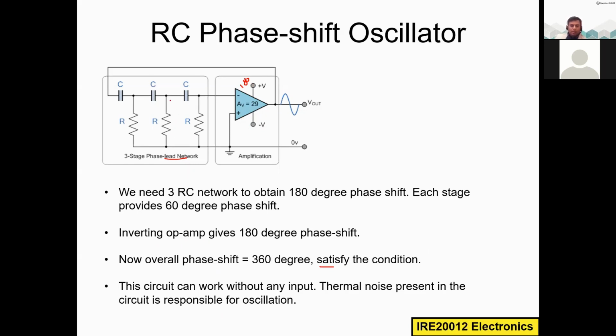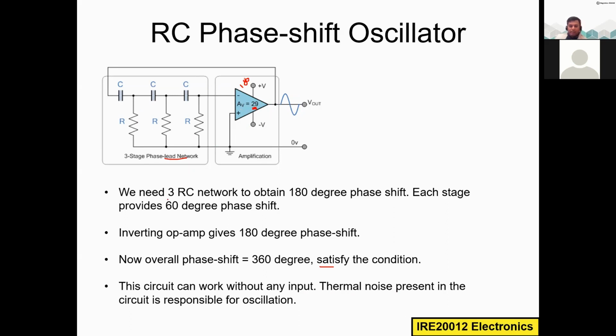So as I mentioned, an oscillator can work without any input. You see here, I am not applying any external input. If I construct this kind of circuit using components, then this circuit will automatically produce oscillation. So remember, I put the gain of this operational amplifier as 29. I will talk about that in a while, but you should note down this point. Okay, so this circuit can work without any input.